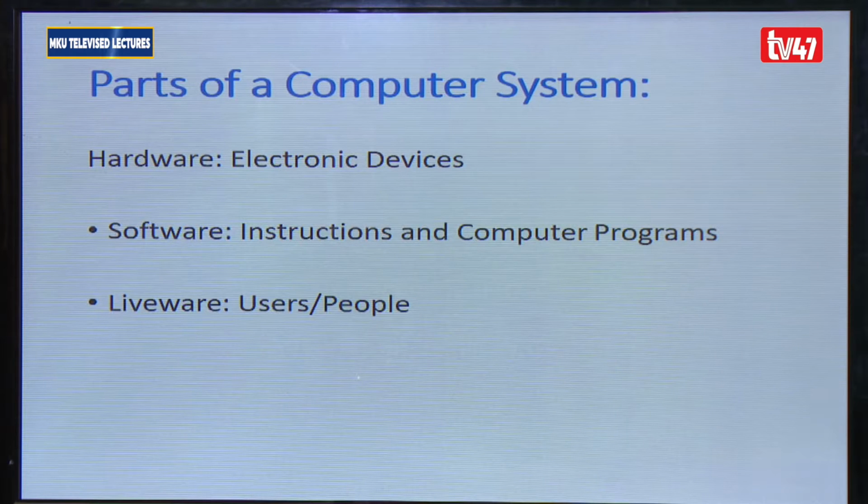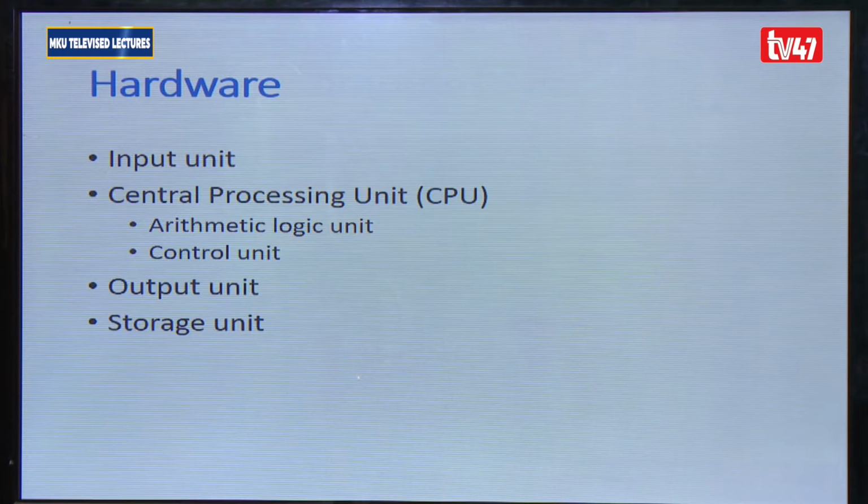For computer systems, any computer system has three elements or three components. That is the hardware, the physical parts like the keyboard, the processor, the mouse, and so on. We also have the software, which is critical for this particular class. The software is basically the instructions or computer programs that tell the computer what to do. We also have the important component, which is the liveware, which are the people. Any user or any person who uses a computer or any information produced by the computer.